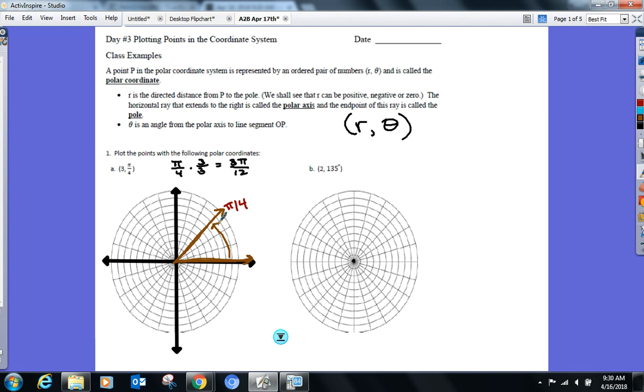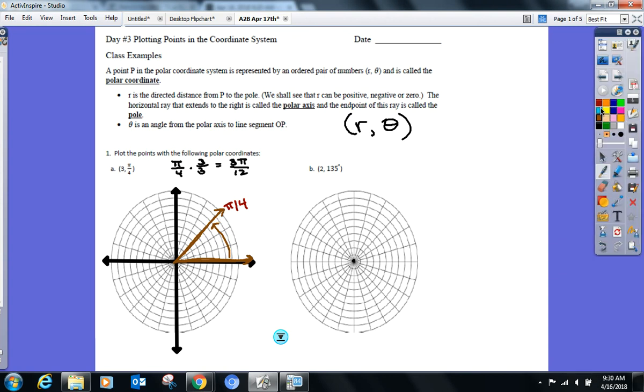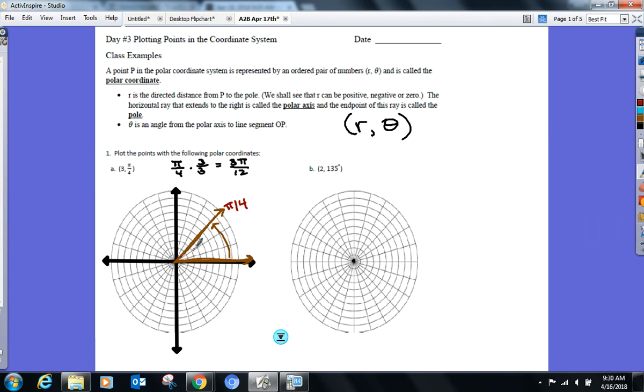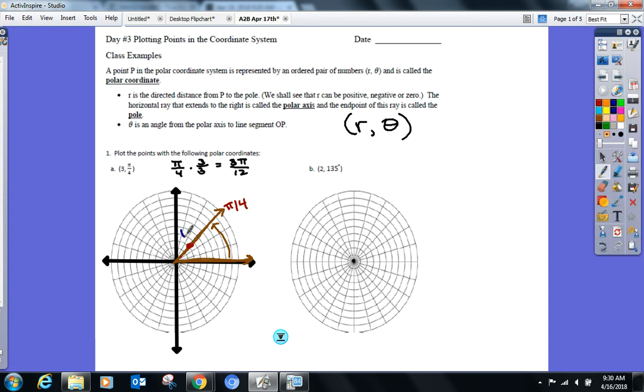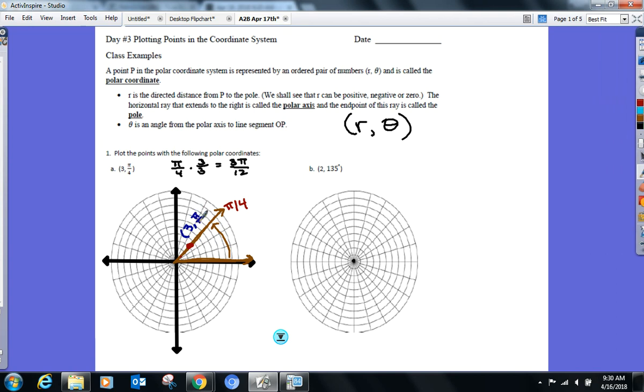Now let's talk about the R value 3. Because this is a point, it is going to be somewhere on your terminal side. That's the distance away from the pole, 3. This is why the circles are there. Everyone ready? This would be a distance of 1, 2, 3. So you go 3 out now. That point right there, if you want to label it, is 3 comma pi over 4.